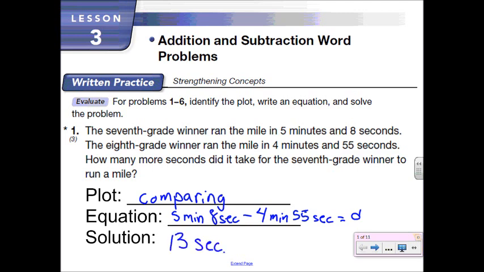The other way that we could have done it would be to convert both of them to seconds. So the 5 minutes would be 5 times 60 is 300, so 308 seconds. And then 4 times 60 is 240 plus 55, so 295. And then you'd subtract those two numbers. But like I said, the easiest way is to just recognize them as times and count up.